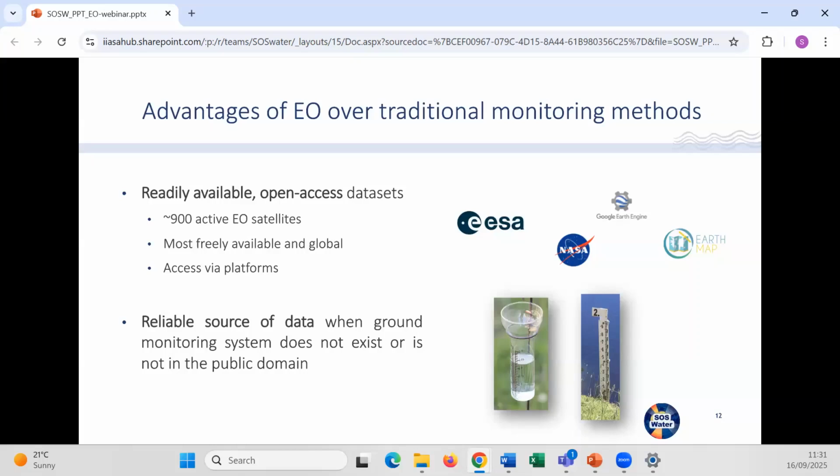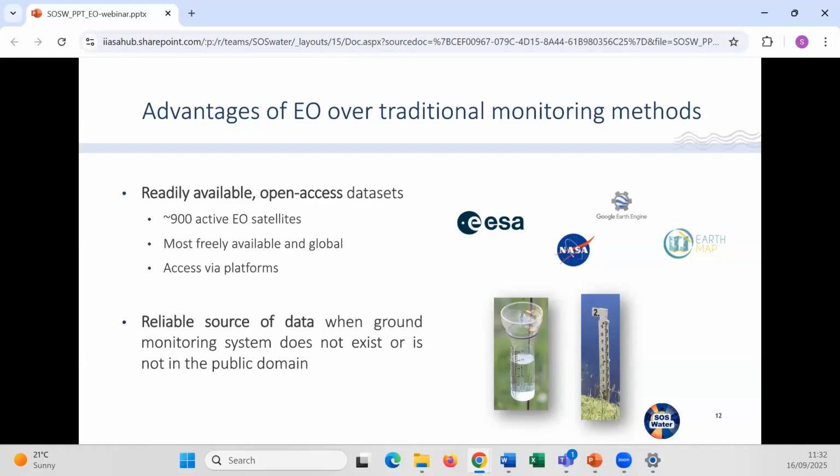And these data sets are organized in platforms such as the Copernicus Data Store, the NASA Store, and the Google Earth Engine, where you can download and modify this data. There are also platforms available that already integrate the Earth observation data and give you some processing capabilities, such as EarthMap, where you don't need any coding knowledge to get to this data.